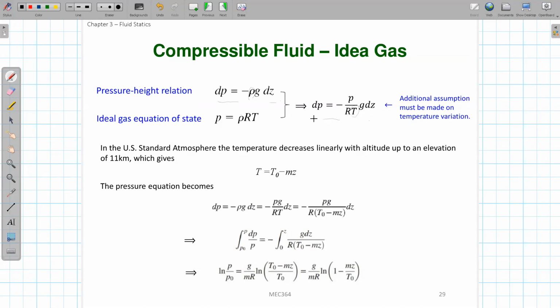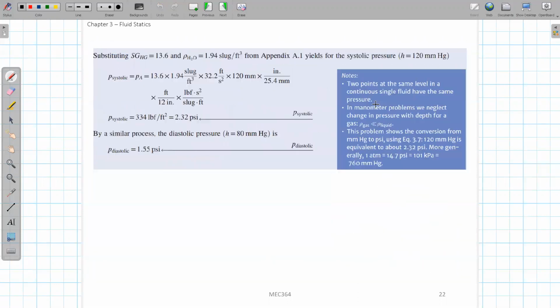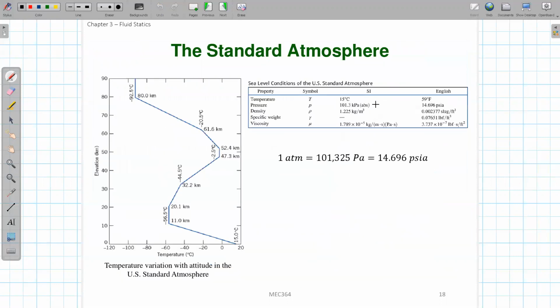So to really solve this equation, we also need to know the correlation between temperature and Z. If we can write temperature as a function of Z, then we can really solve this equation by integrating both sides. Okay. So what's the correlation between temperature and Z? Let's go back to the slides we used before, when we were talking about the standard atmosphere. Okay.